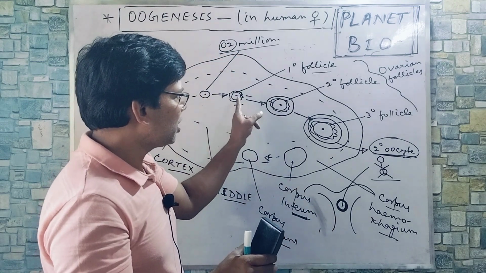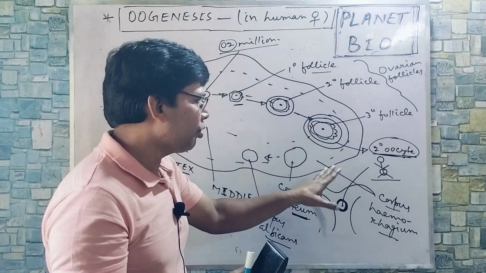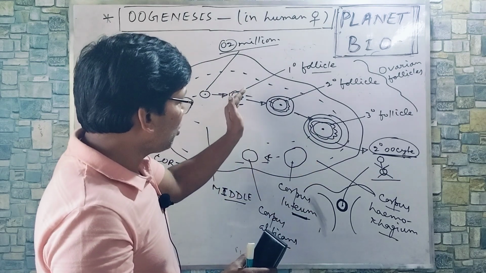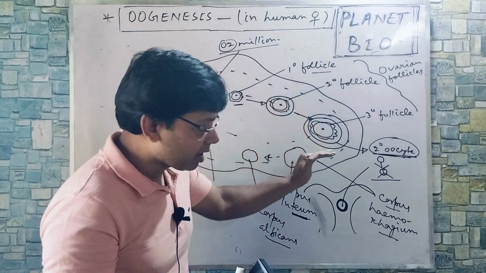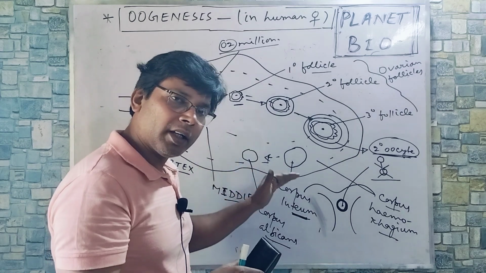उनका डेवलपमेंट होगा अंदर में, प्राइमरी ओसाइट, सेकेंडरी ओसाइट, इस तरह से होगा. तो ये जो होंगे ये ओवरी के अंदर होंगे, ओवरियन फॉलिकल के अंदर होंगे. ये कंटिन्यूअस डेवलपमेंट है जो आगे तक चलता रहेगा.